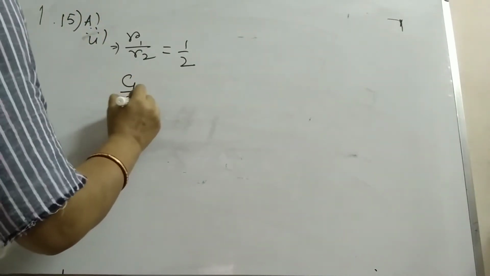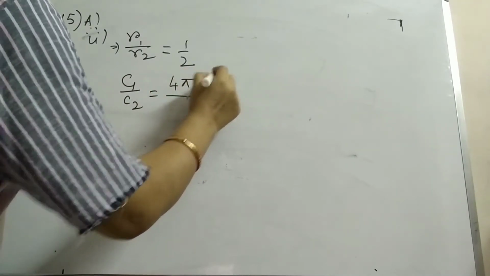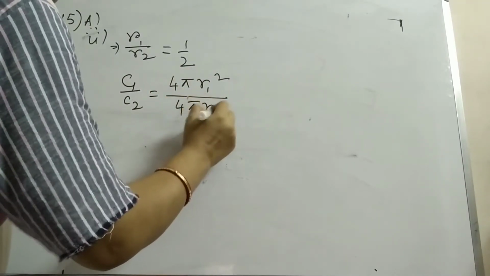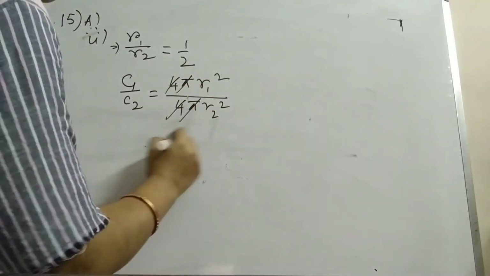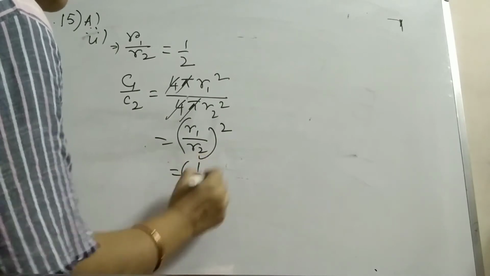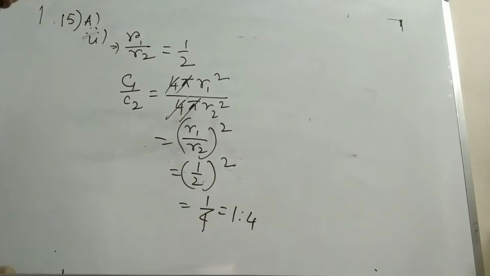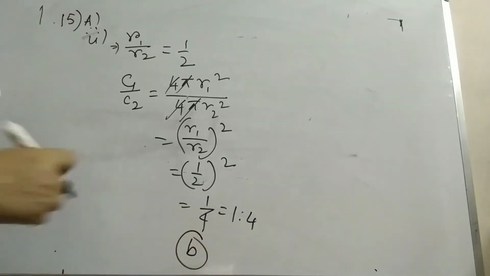Curved surface area C1 by C2 equal to 4 pi R1 square by 4 pi R2 square. 4 pi cancels out. R1 by R2 whole square equals half square, that is 1 by 4, equal to 1:4. So answer B is correct. Okay.